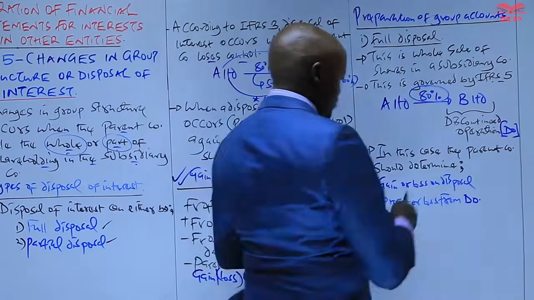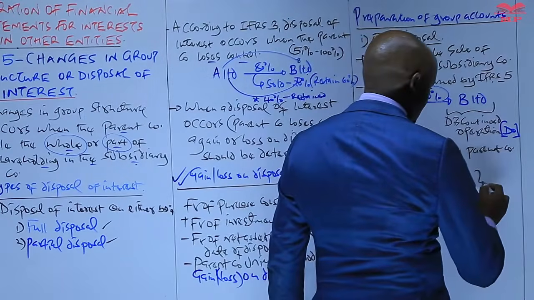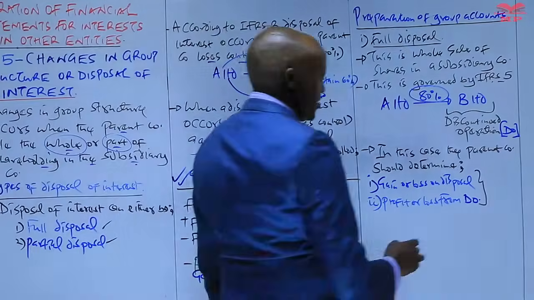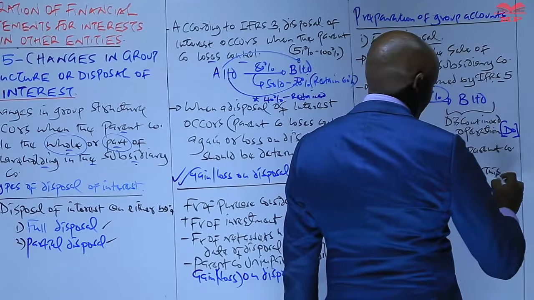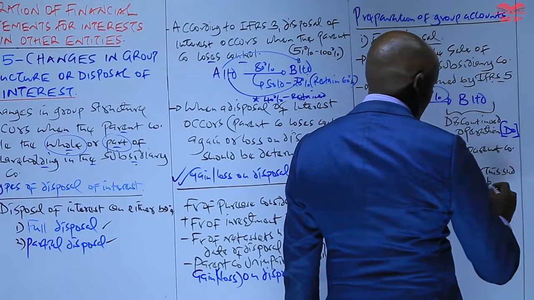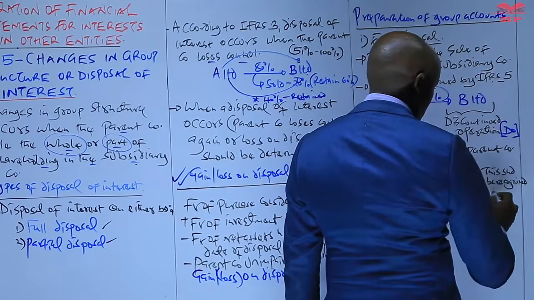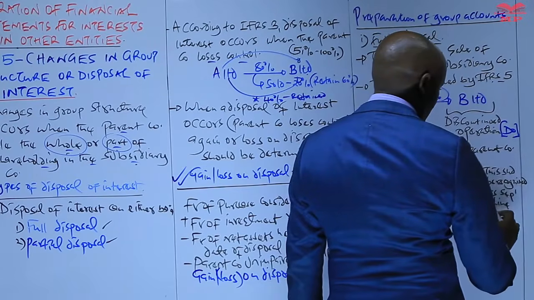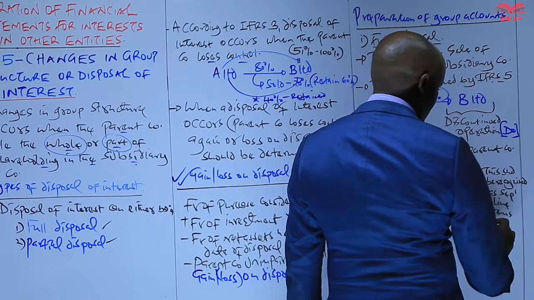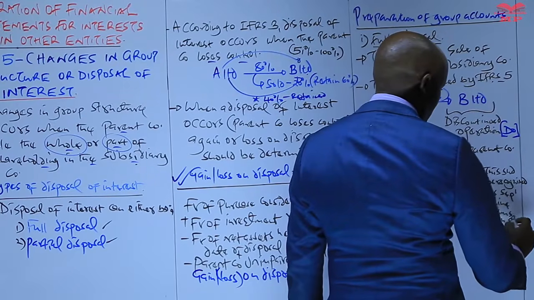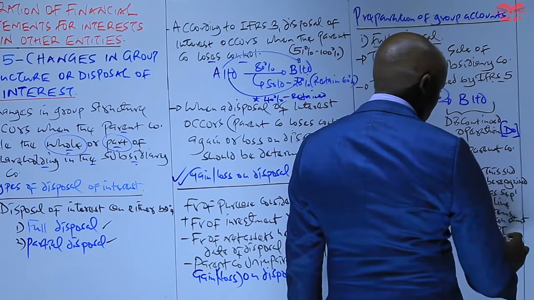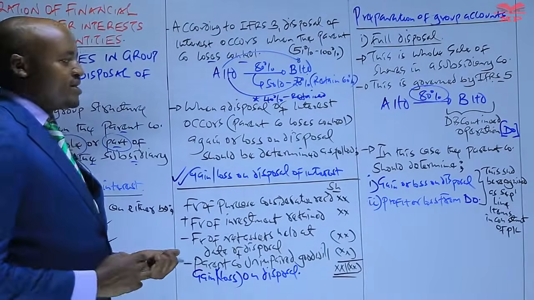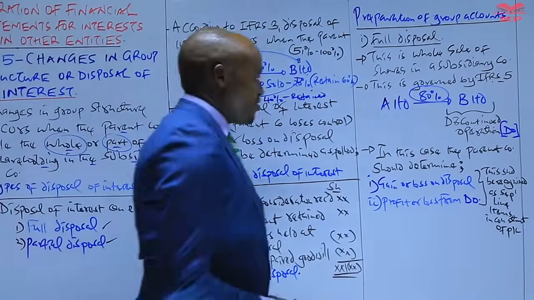And you are saying that these two items, that is the gain or loss on disposal and the profit or loss from discontinued operation, should be recognized as separate line items in the consolidated statement of profit or loss.